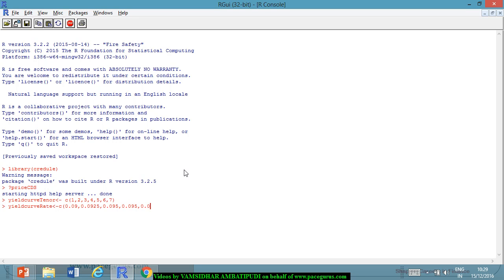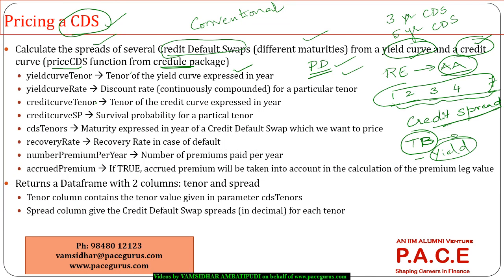For 5 years, let me take 0.0975. For 6 years, let me take 0.1, and for 7 years also 0.1. We are just taking some numbers as the yield curve for each of the 7 years. So we are taking the discount rates continuously compounded for each of the periods. Then I have a credit curve tenure. So I should take the credit curve again for the entire period.